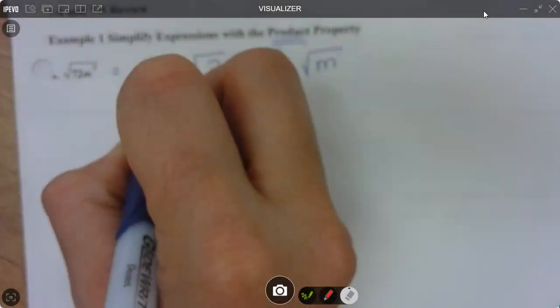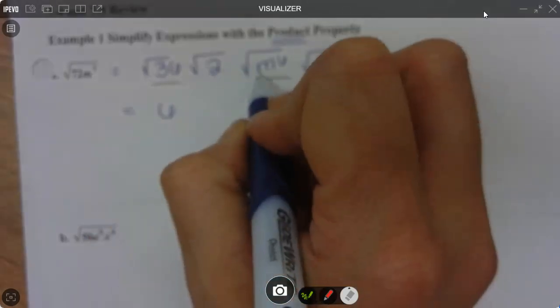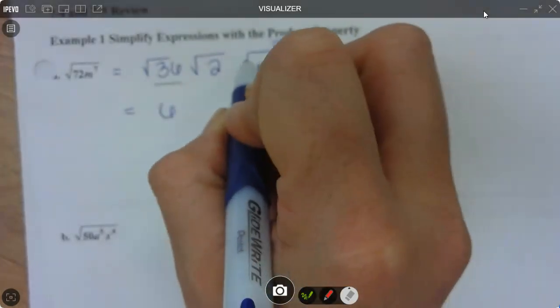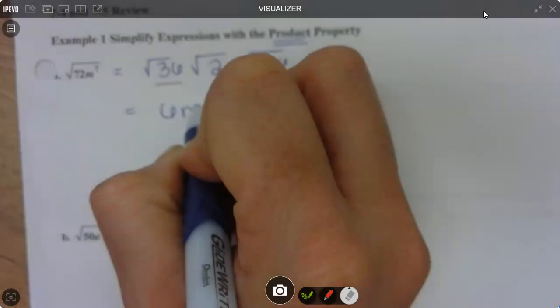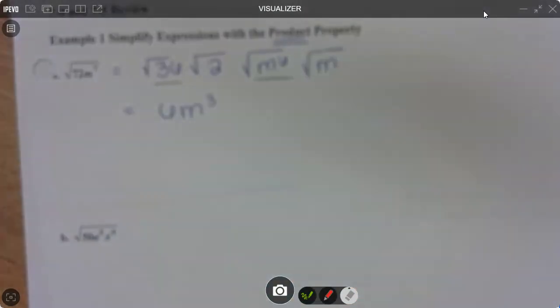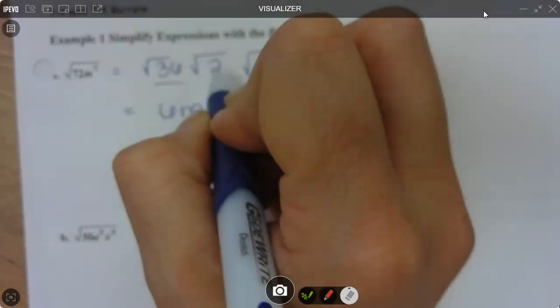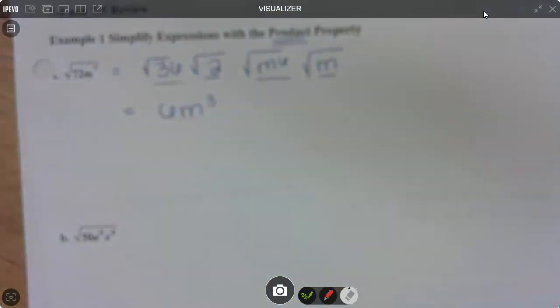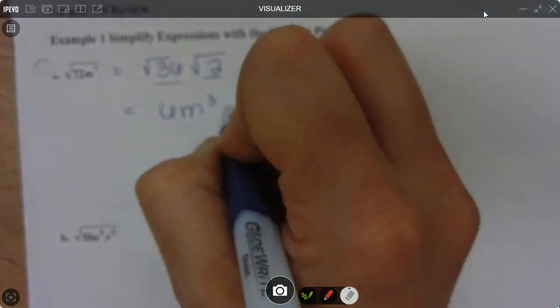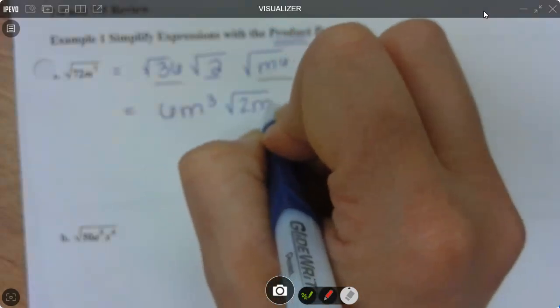So the square root of 36 is 6. M to the 6, you take your power, divide it by 2. So you get m cubed. And then the non-perfect squares will remain inside, and you get 2m.